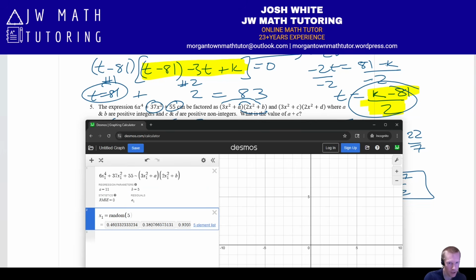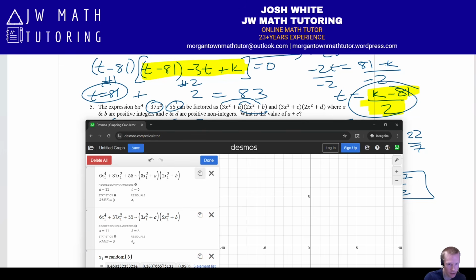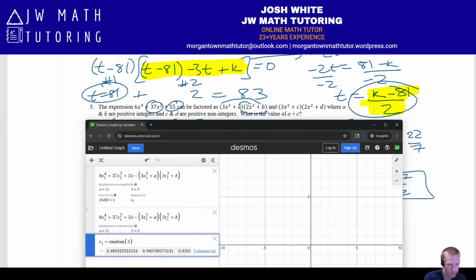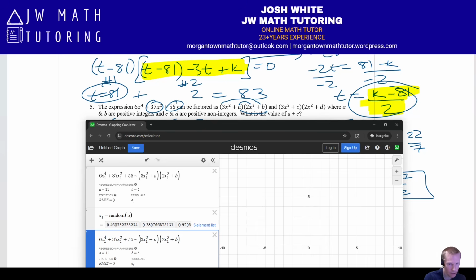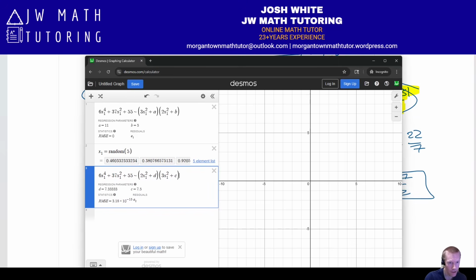So now what you do is you do the regression again, but you change the order of the parentheses. You still keep it as x1, but you put the 2x1 plus, in this case, d first. And then the 3x1 plus c would be second. Get rid of all this. Notice here, I do the regression again, but I flipped the order of the parentheses.